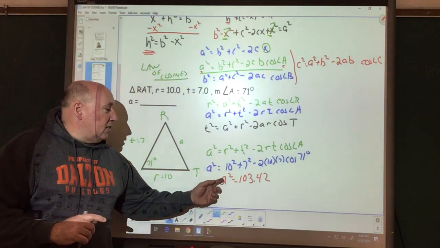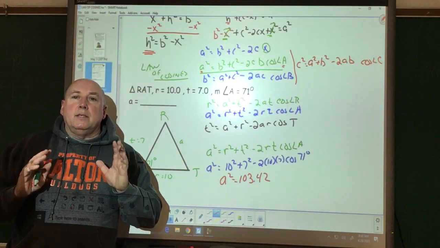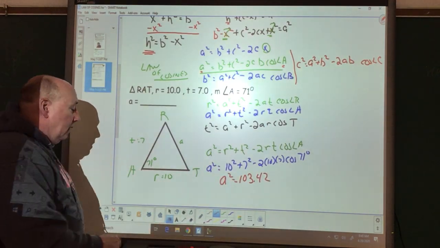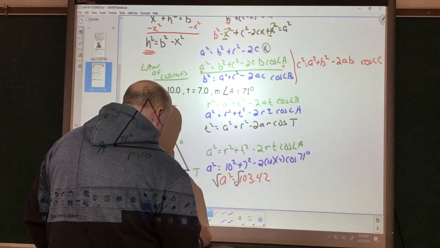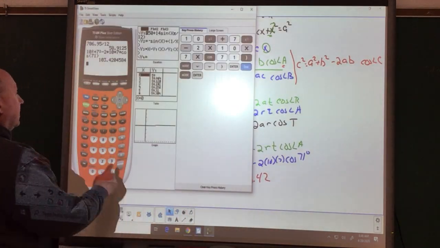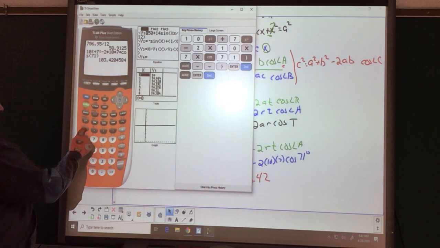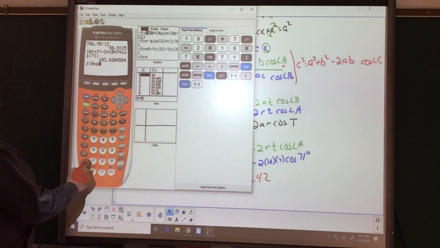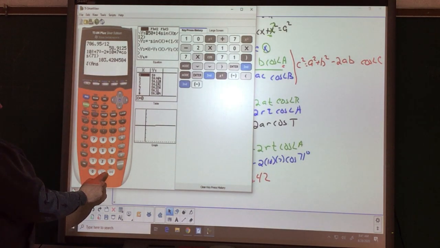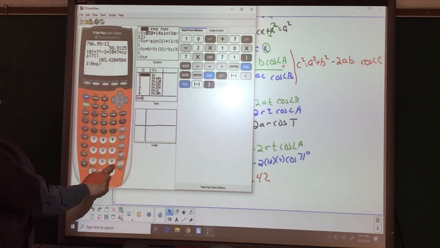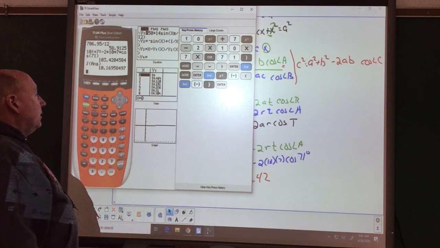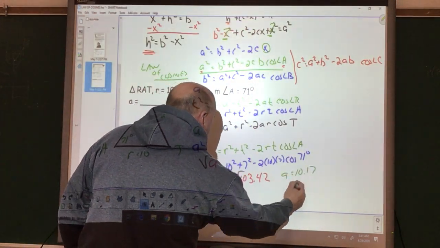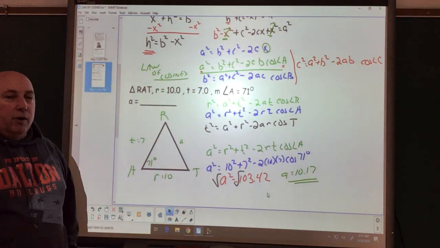But now remember, this is what a squared is equal to. This is a squared. It's not a, this is a squared. So what do we have to do to both sides? That's correct. We have to take the square root. So we can take the second square root of my answer. All that's going to do is pull down my answer from the previous line, and we get 10.17. And that's a measure of little a.